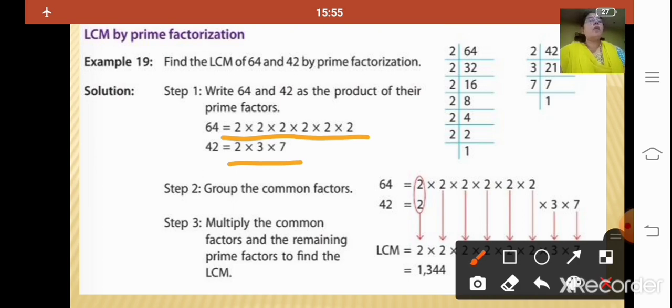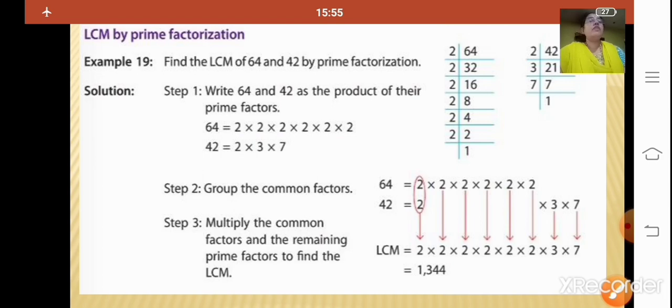In step 2 we will group the common factors. In 64 and 42 we have got one common factor, that is the number 2. So we will multiply the common factors and all the remaining factors to find the LCM. Now when we multiply all the prime factors, we will get the answer for the LCM of 64 and 42. So this is how we find the LCM by prime factorization. In HCF we just multiply the common factors, whereas to find the LCM we have to multiply the common factor as well as all the other remaining prime factors.